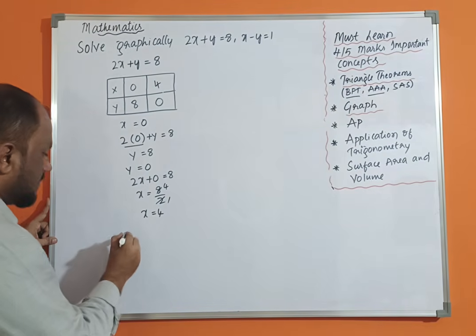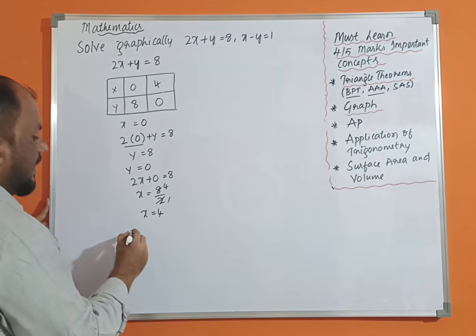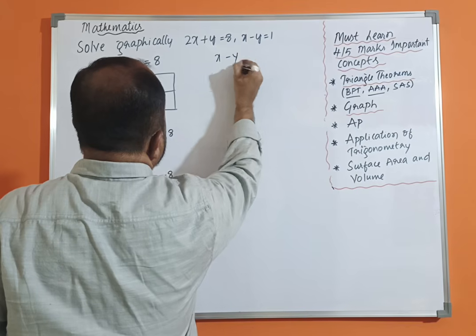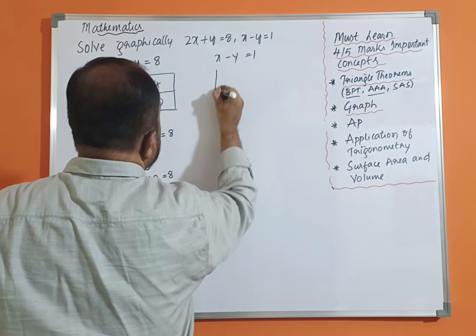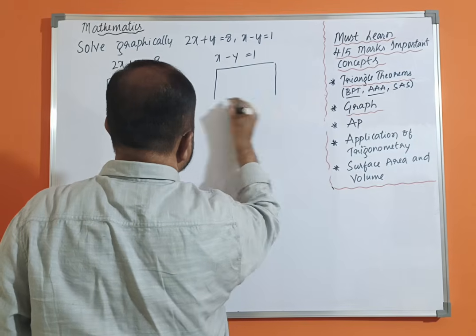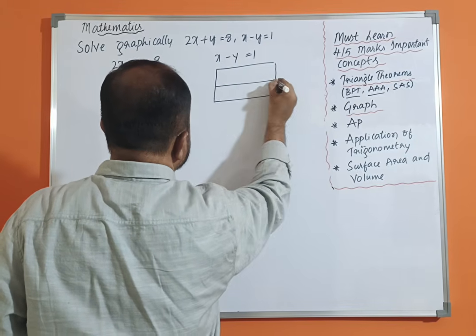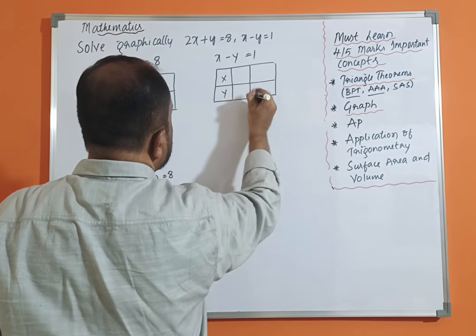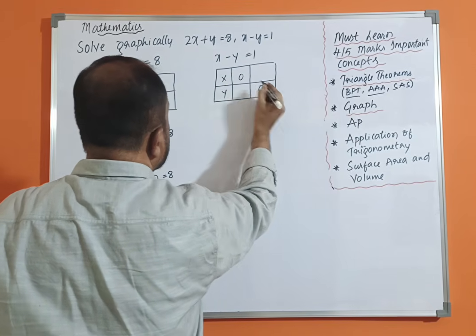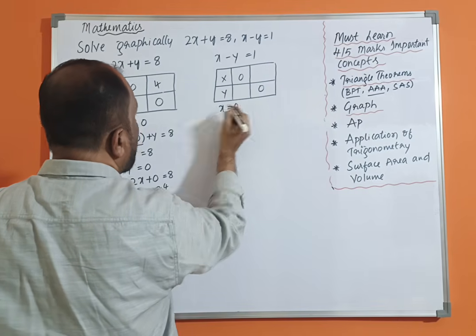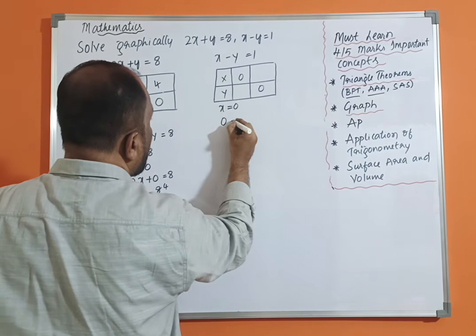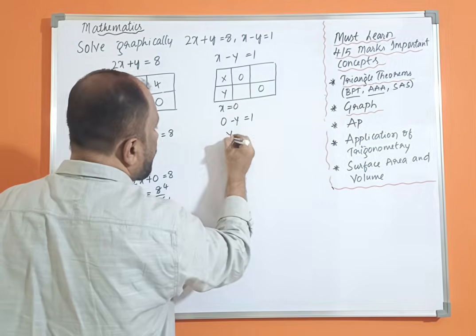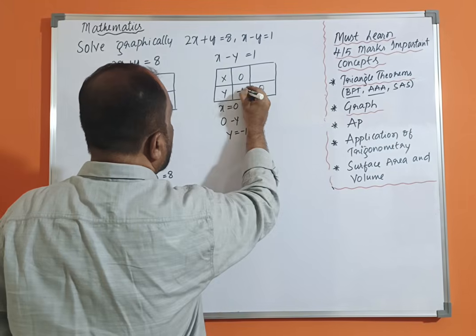So for the second equation, what is that? x minus y is equal to 1. Here also we'll prefer the same values. First x is equal to 0, then y is equal to 0. Suppose x is equal to 0, 0 minus y is equal to 1. 0 minus y is minus y. Then y is equal to minus 1.